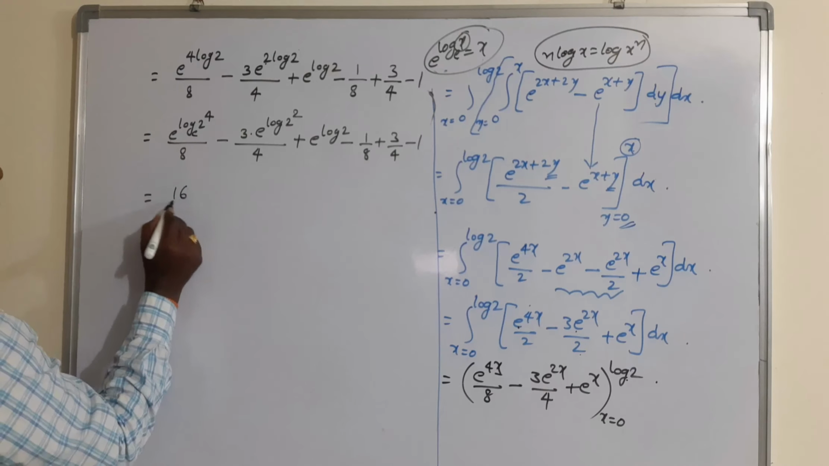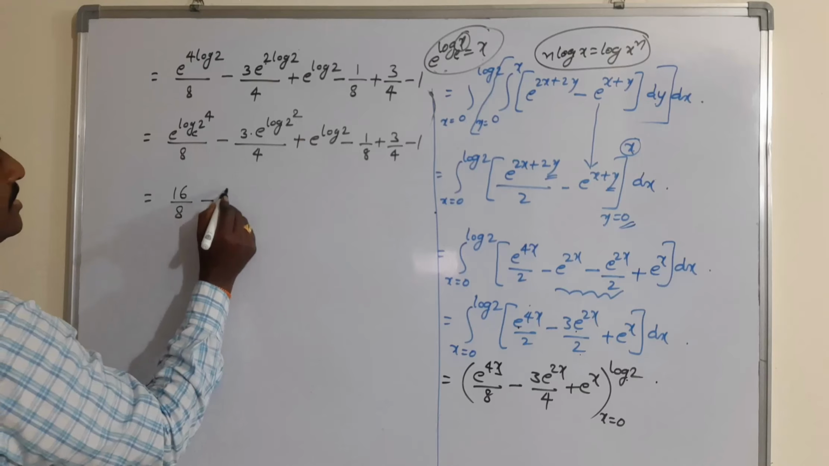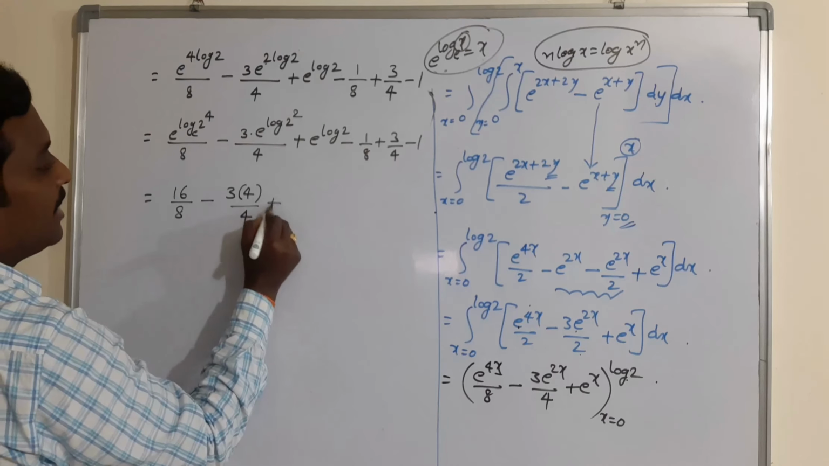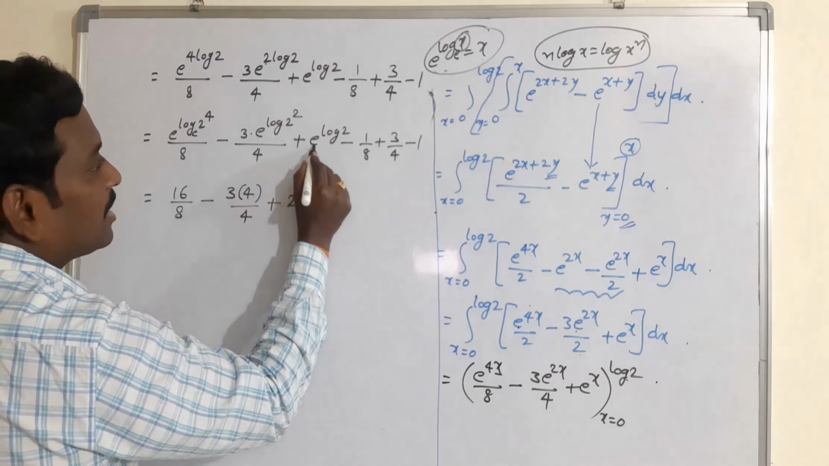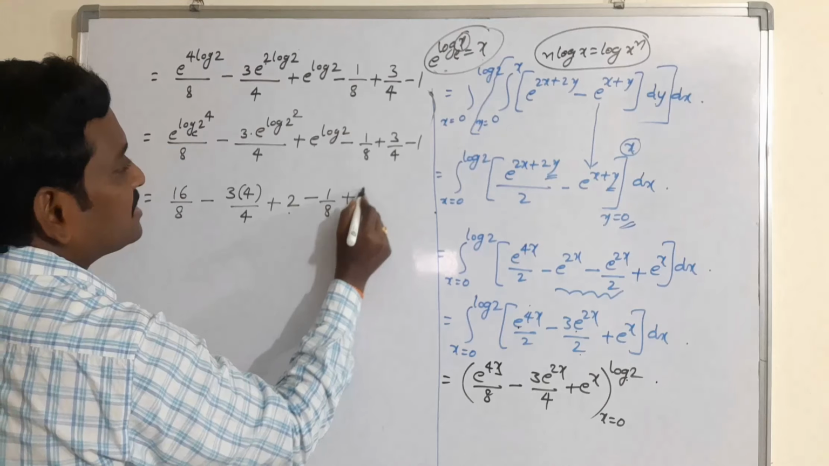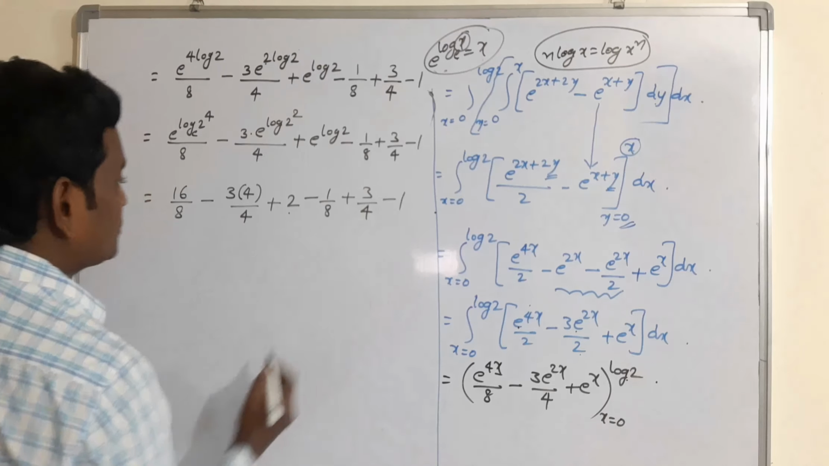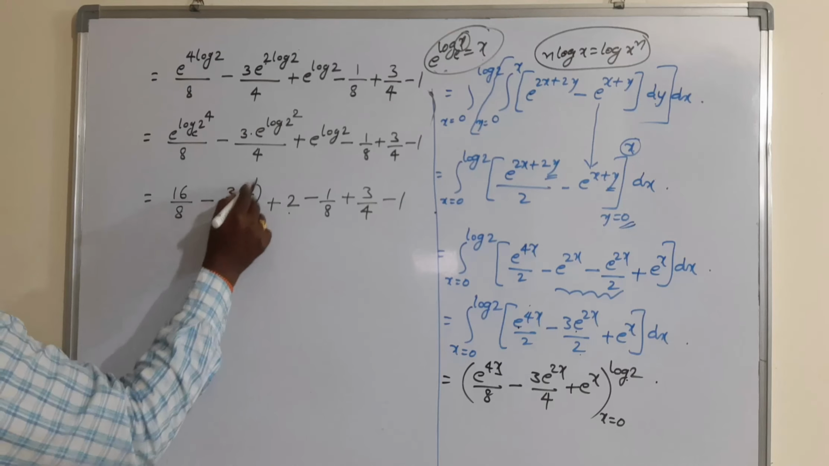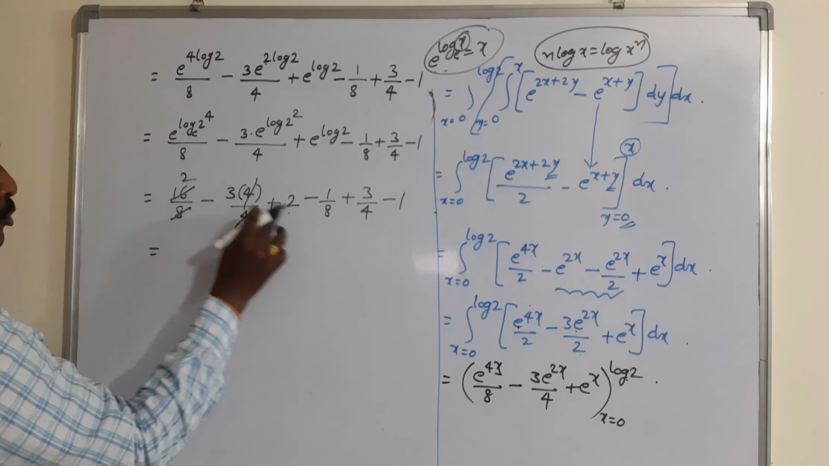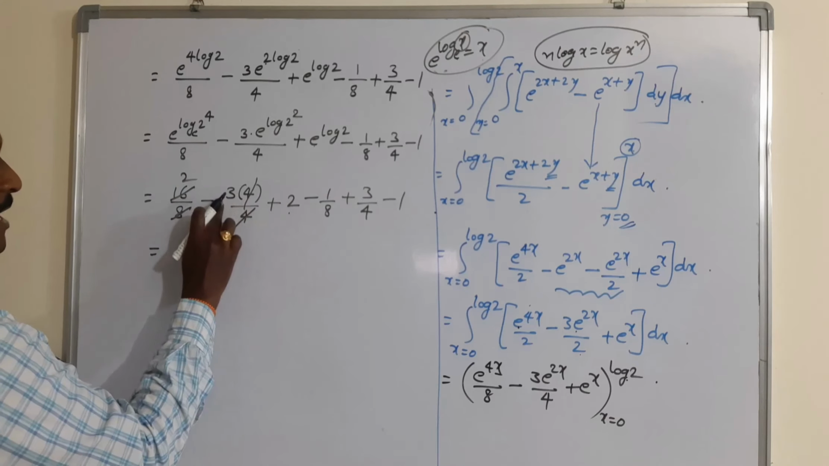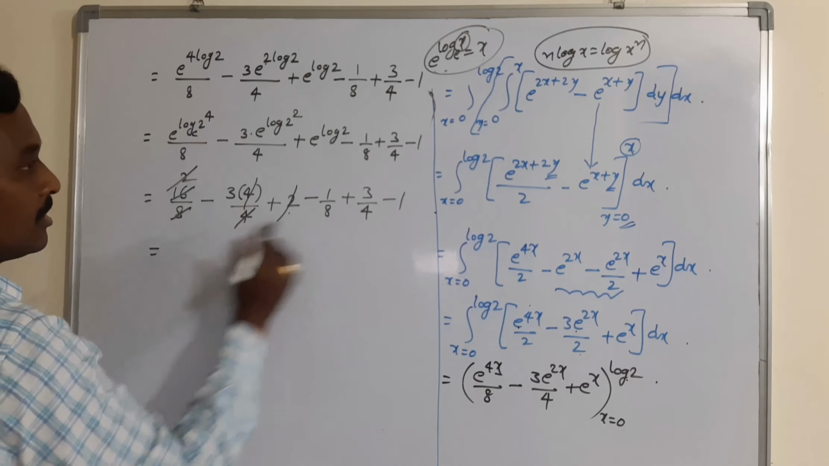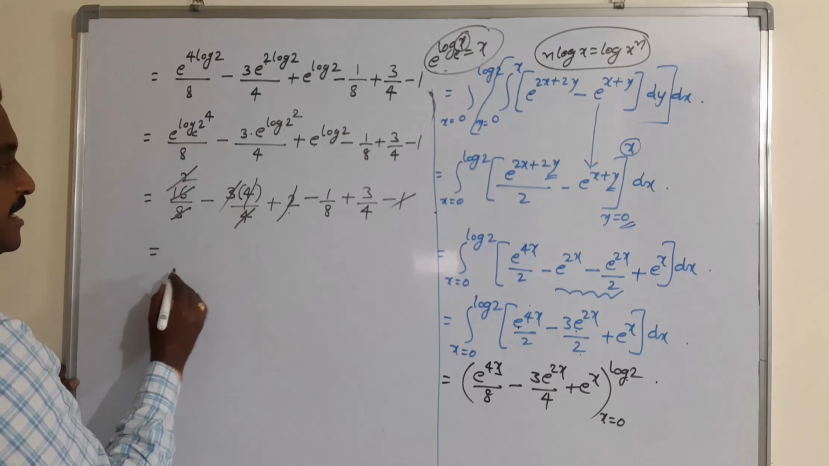2 power 4 is nothing but 16 by 8. 3 times of here you will get 4 by 4, plus you will get here 2 because e power log 2 is 2 only, minus 1 by 8 plus 3 by 4 minus 1. We are observing that 4 getting cancelled 2 times here. So 2 plus 2 is 4, minus 3 minus 1 is 4. 2 plus 2 is 4, minus 1 minus 3, getting cancelled.